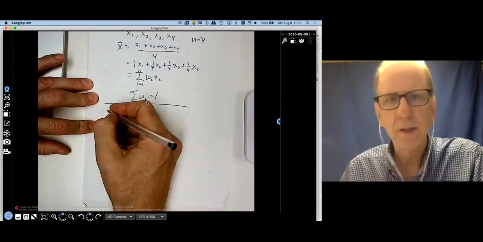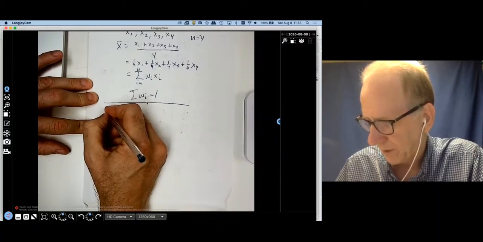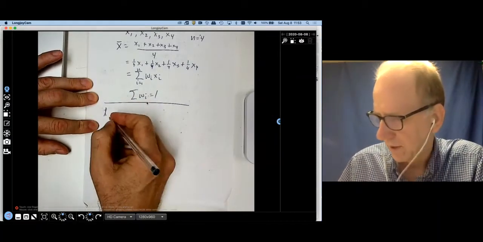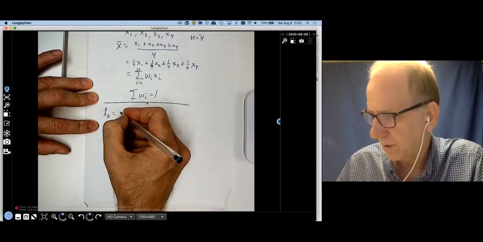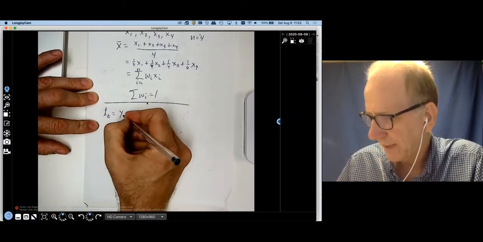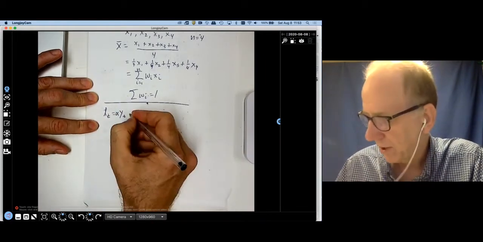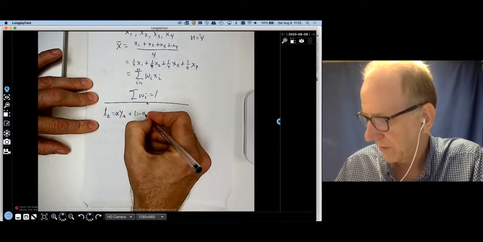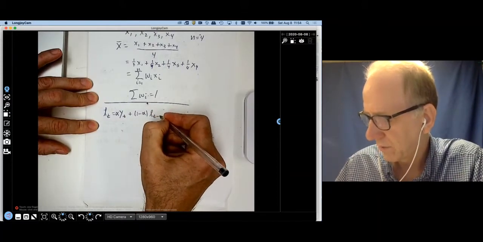Let's begin by stating my recursive smoothing equation. My level at time t, remember, is just whatever new information I have at time t with a weight of alpha, plus 1 minus alpha times whatever my level was at time t minus 1.